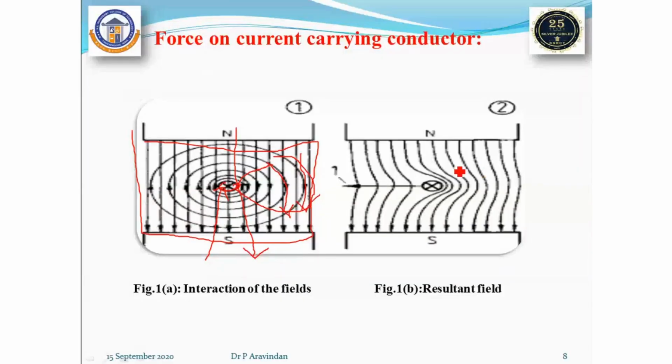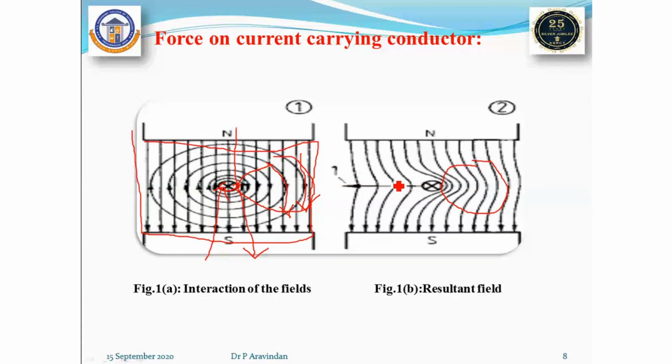What will happen? There will be a crowding of flux in this area. More amount of flux will be added to it. That means, as per your field theory concept, if there is a field in the same direction, that will add to it. This is the vector addition of two fluxes here.